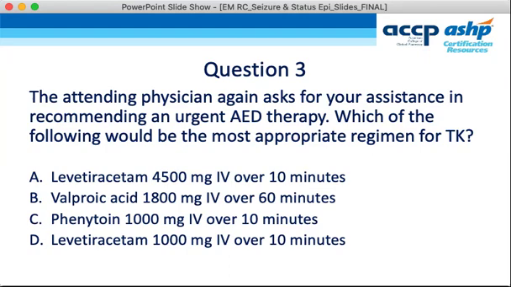A, levetiracetam or levetiracetam, depending on what part of the country you're from, 4,500 milligrams IV over 10 minutes. B, valproic acid, 1,800 milligrams IV over 60 minutes. C, phenytoin, 1,000 milligrams IV over 10 minutes. Or D, levetiracetam, 1,000 milligrams IV over 10 minutes. What do you think the correct answer is?